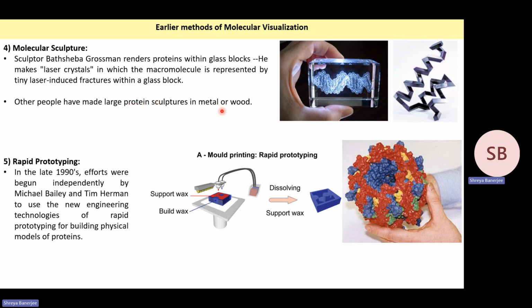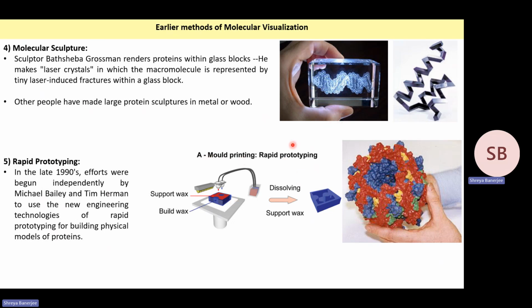And many people have made sculptures in different ways out of wood or metal. You can see one such structure here. Now, as time went on, this kind of physical way of visualizing slowly improved. Till in the late 1990s, there was something called rapid prototyping. Efforts began independently by Michael Bailey and Tim Herman to use new engineering technologies of rapid prototyping to build physical models of proteins. What happened is that there was a wax mold, and you can see this kind of a mold was shaped, where you can just pour the wax, and when you take it out, the structure of the protein is formed. So based on the structure of different proteins, different molds can be created. You can see this is called mold printing.